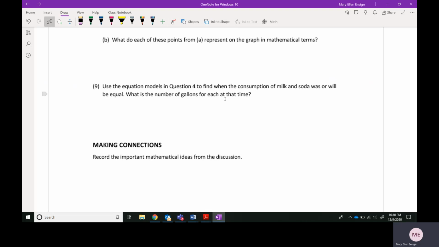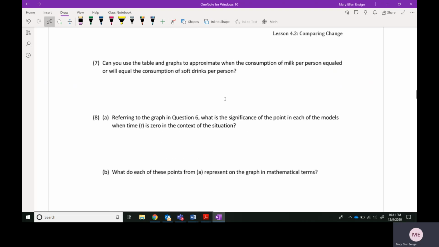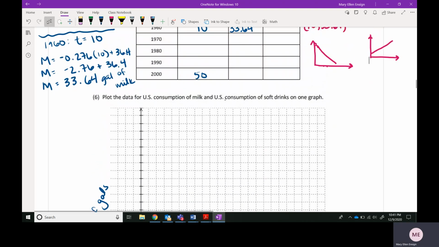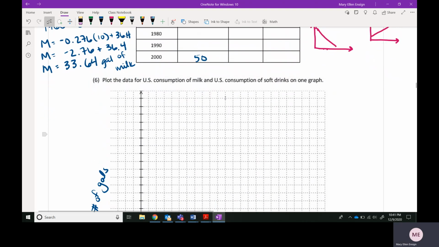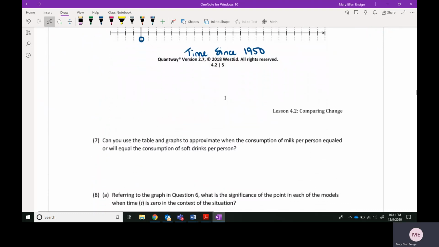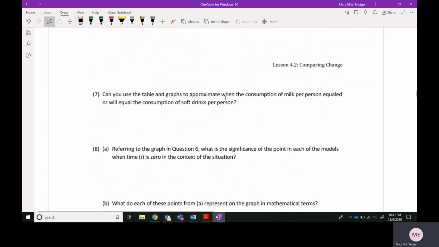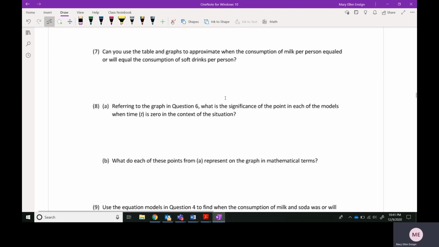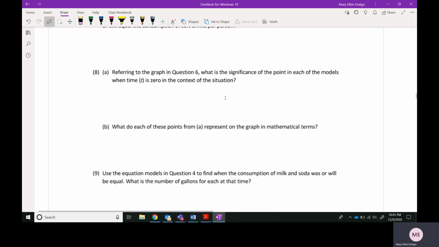Okay, so what I'm going to do is stop this video and ask you to finish this chart, draw your graph, and then see what you can do with 7, 8, and 9. I will post a second video that has the answers to all of this.